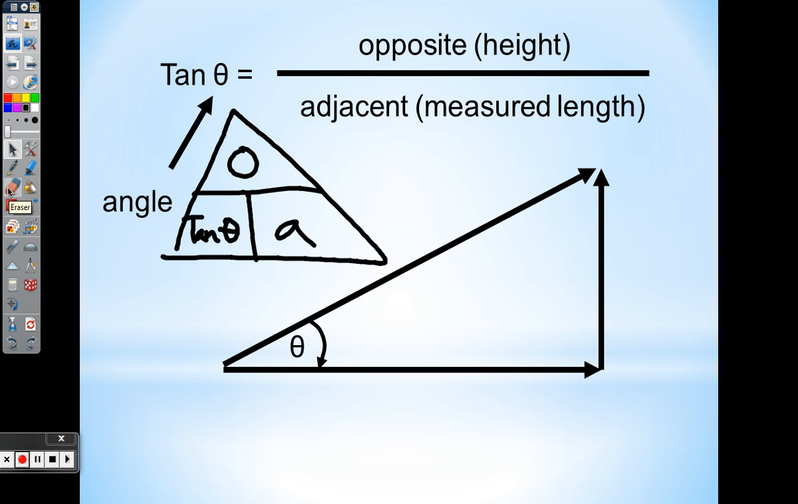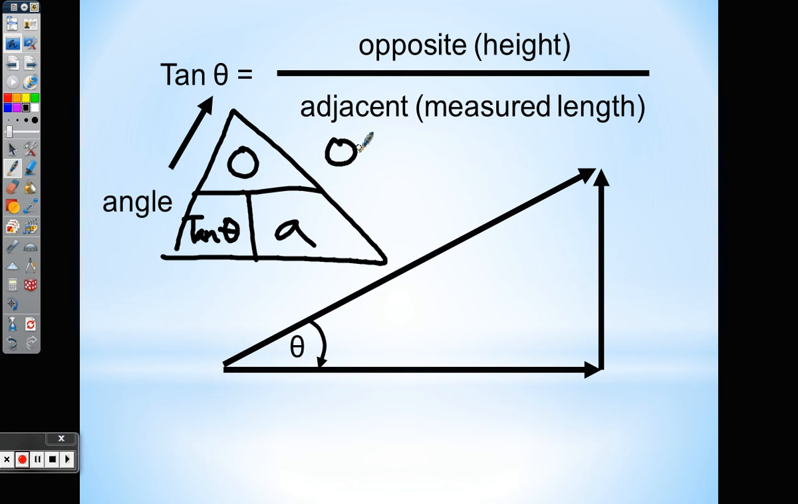What are we looking for? We're looking for the height, so we're looking for our O. If we manipulate this, O is going to equal what? The tangent times the adjacent. That's right. Tangent of theta, do not forget your angle, times your adjacent. That's our equation.